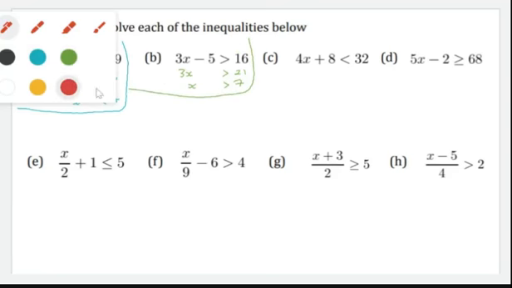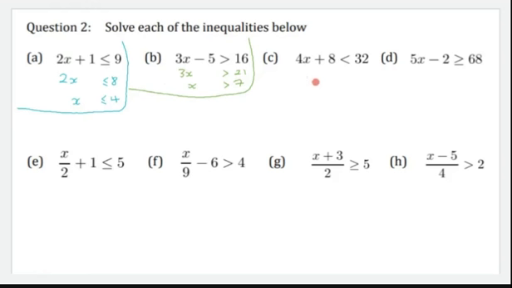On to the next one. Minus 8 from both sides. 4x is smaller than 24. Then divide both sides by 4. X is smaller than 6. Yep. Very good.